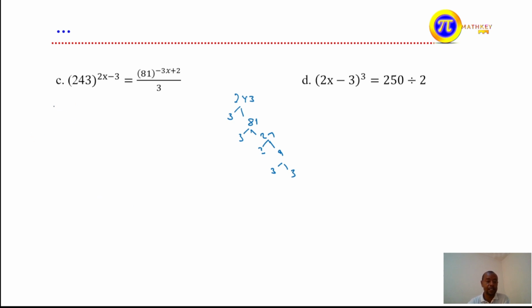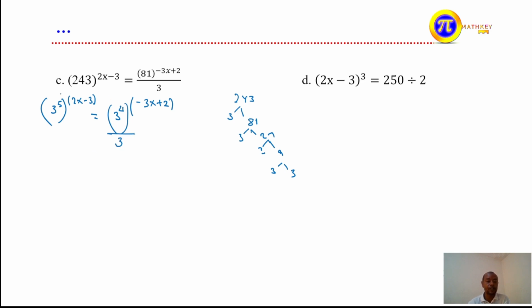So 243 means 3 to the power of 5, the whole to the power of 2x minus 3, which is equal to 81, that is 3 to the power of 4, the whole to the power of negative 3x plus 2, over 3.